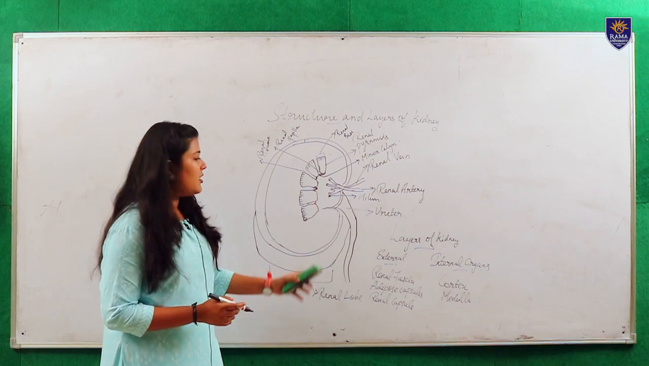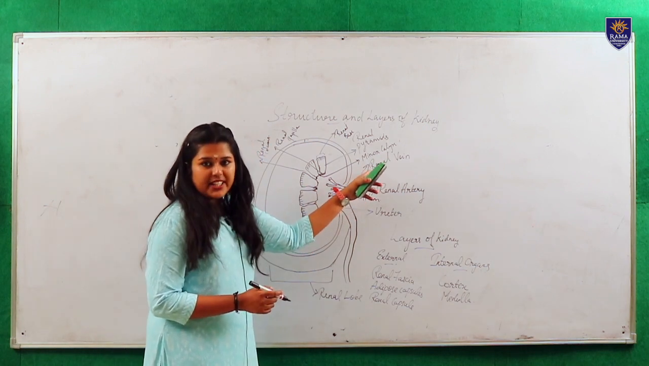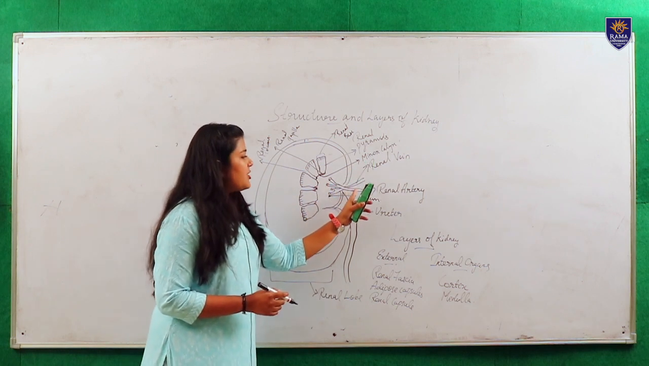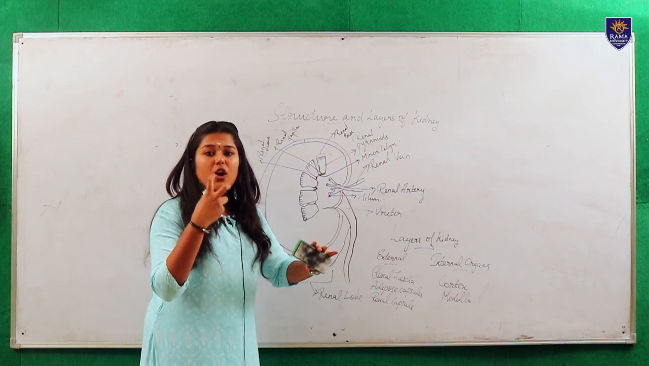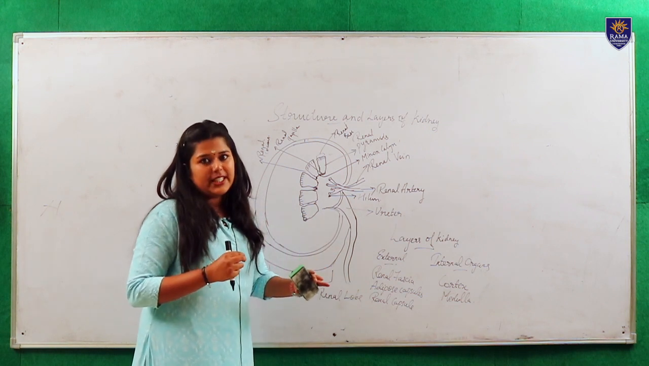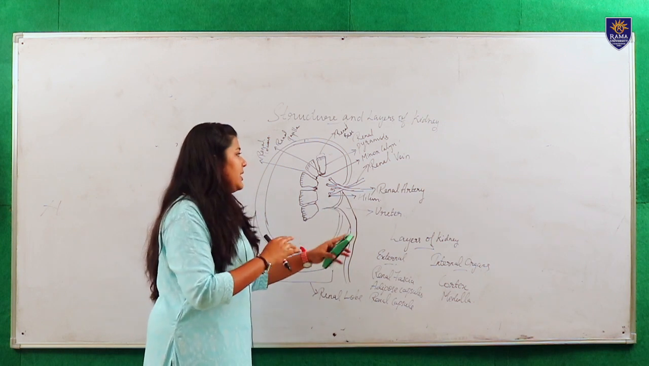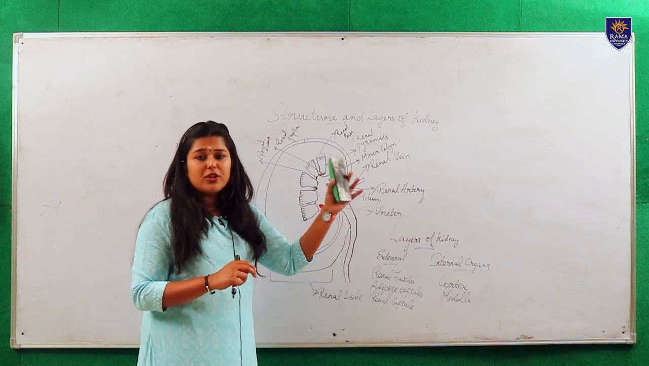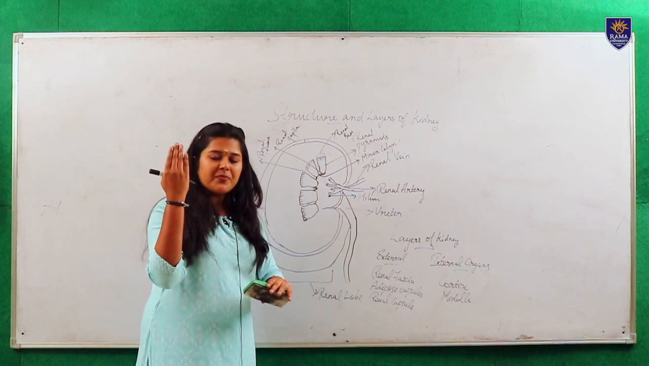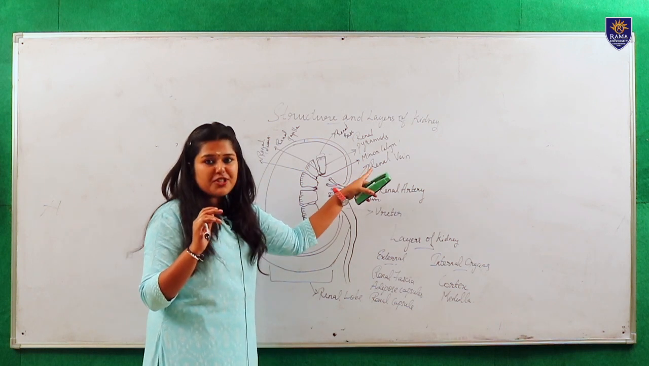So first of all, these are the renal artery and renal vein, okay? And this renal artery carries all the oxygenated blood to the kidney. It brings all that oxygenated blood from the body to the kidney. And the function of the renal vein is that it will circulate all the filtered blood back to the body. So this is the main function of the renal artery and vein.